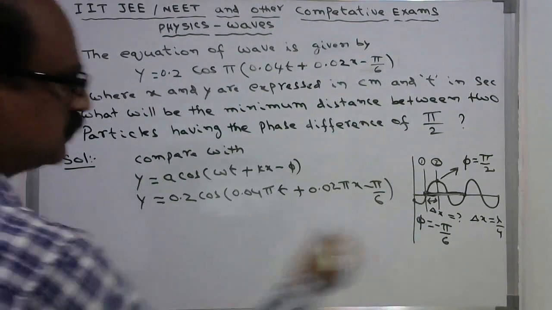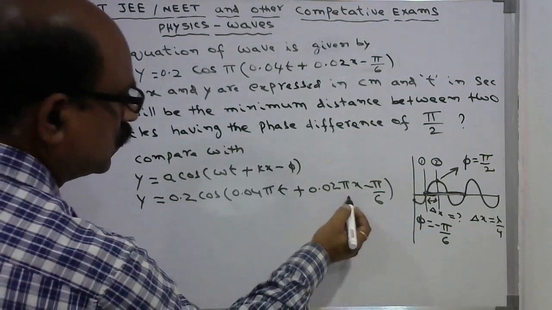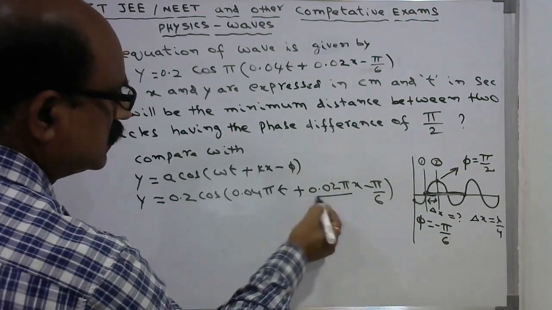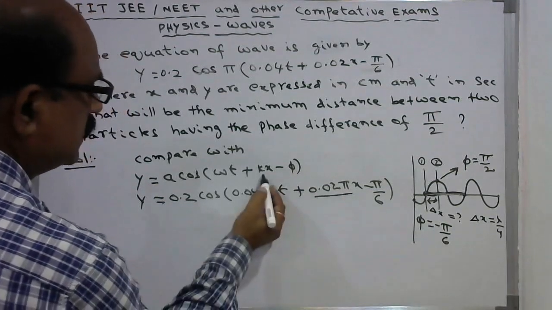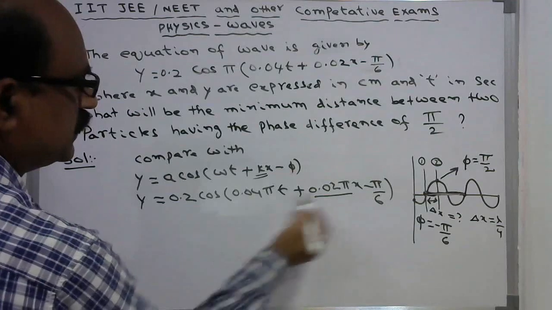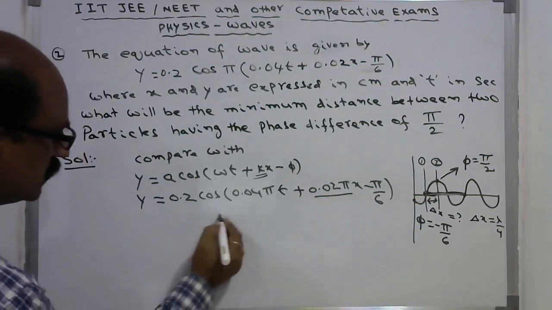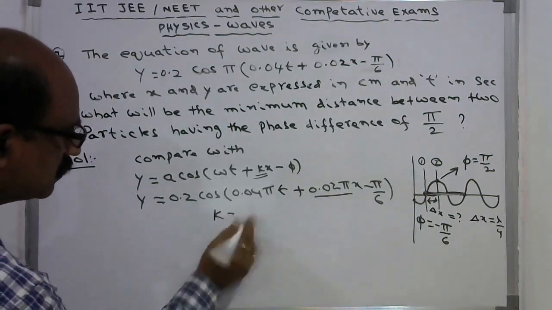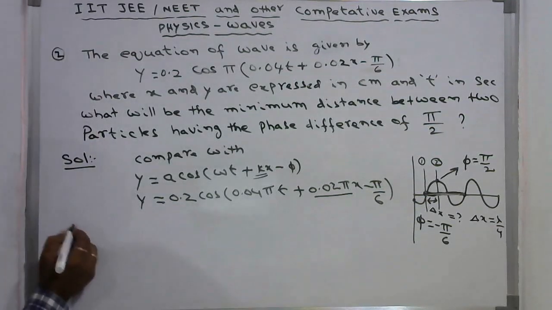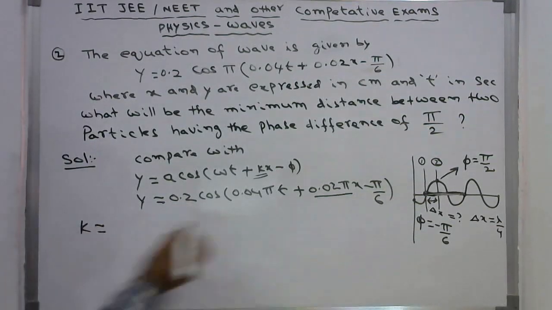So to find lambda, we need the coefficient of x. What is the coefficient of x here? K. So k is equal to how much?